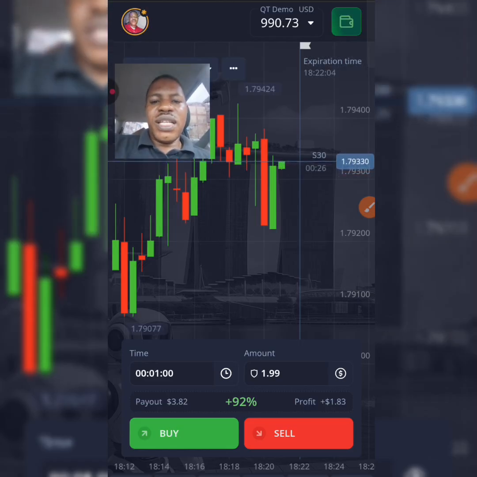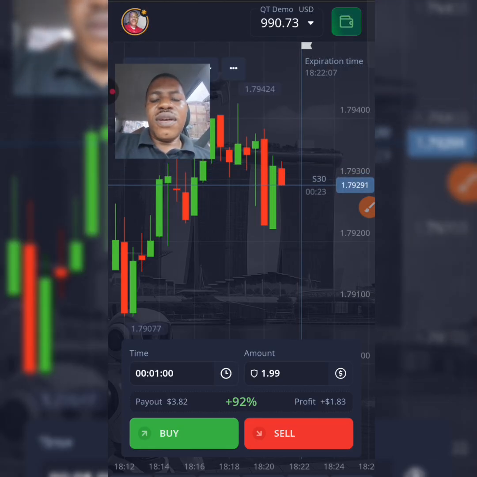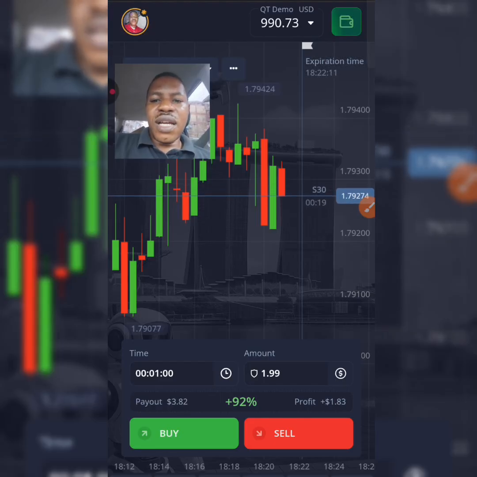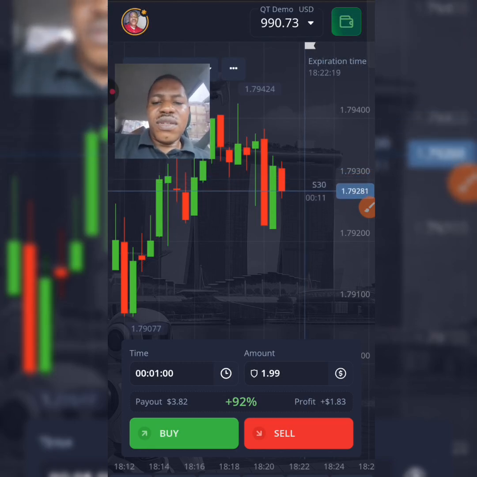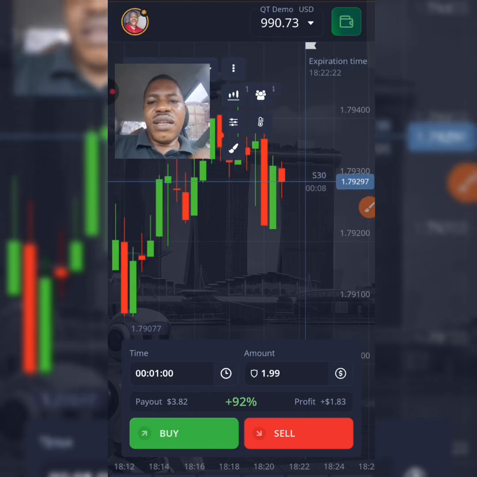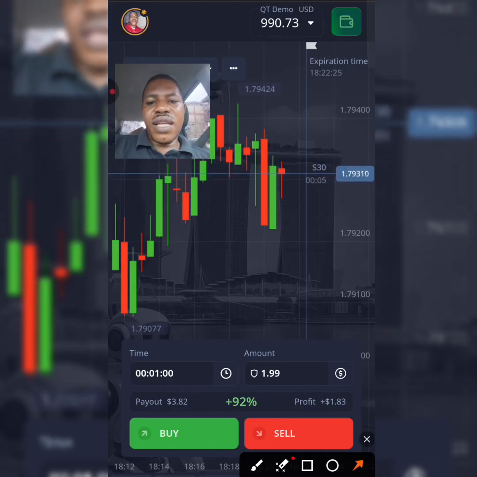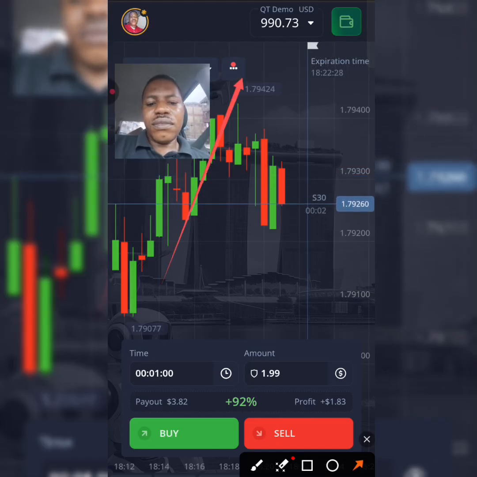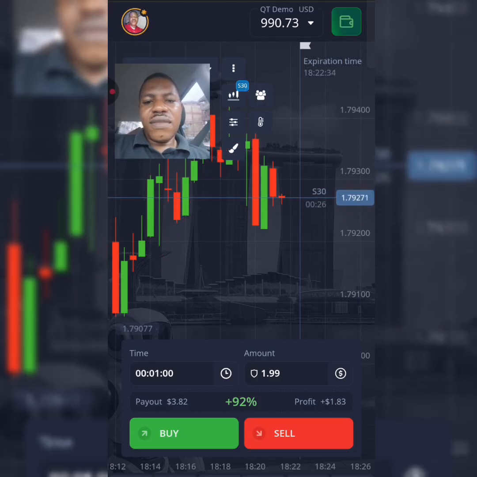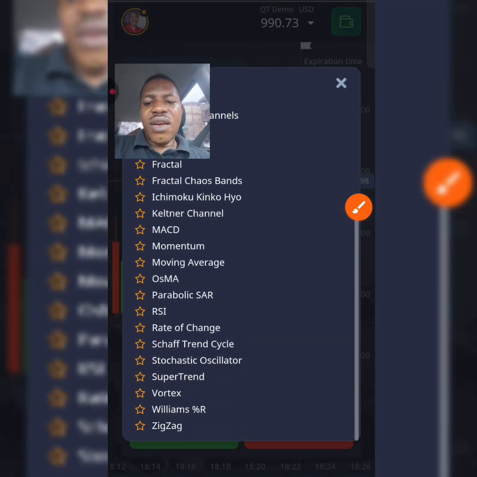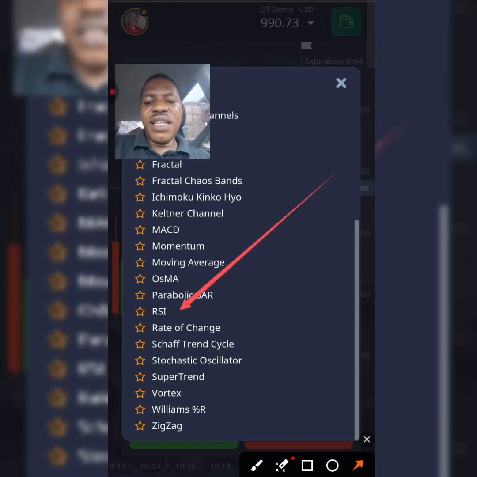Now we'll be needing two indicators. The first indicator is RSI, relative strength index. Now this actually measures the momentum of the market. I'll go to indicators. Right here are the indicators, and I will select RSI. On some platforms, you may see relative strength index. On some you will see RSI. Whichever case, it tells the same thing.